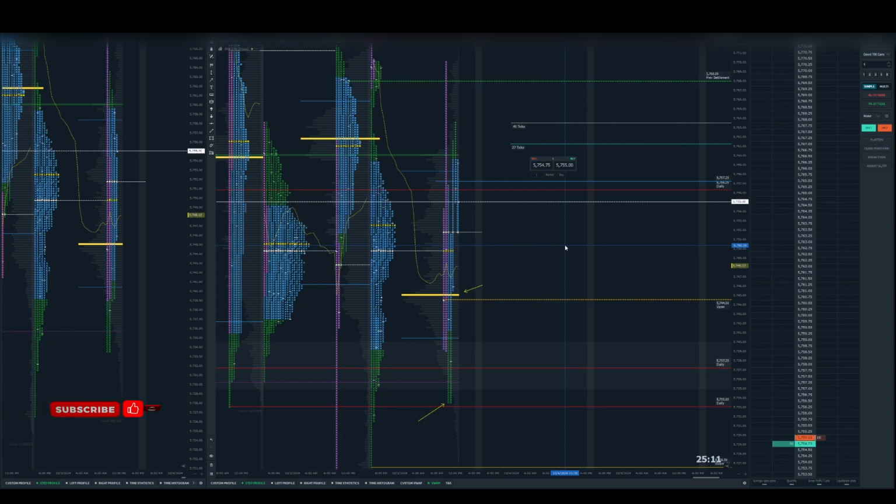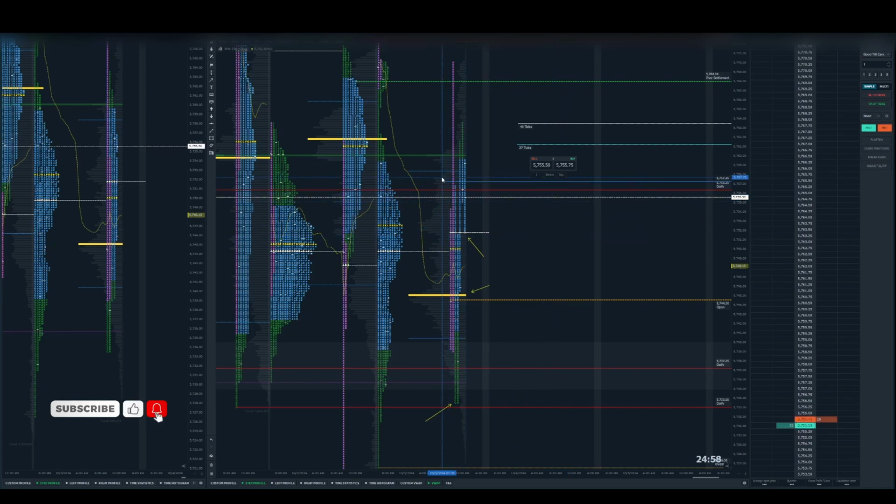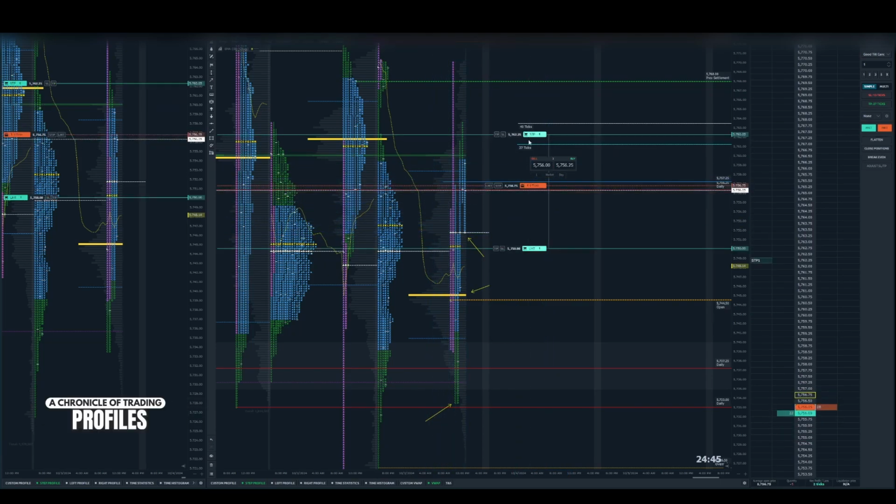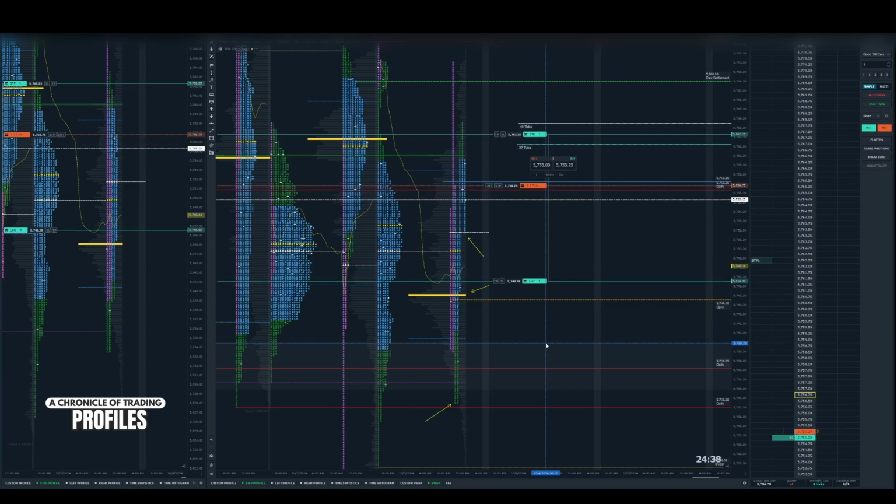But what I was really waiting for, I do enter here, but I only put in one contract because I was kind of waiting to get to the next time period. Right here, I enter my first one. I just moved that stop up to get it out of the way because I thought there might be a retest of that G high.